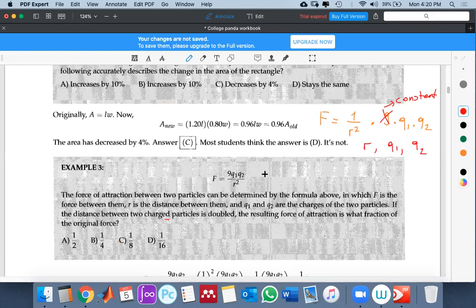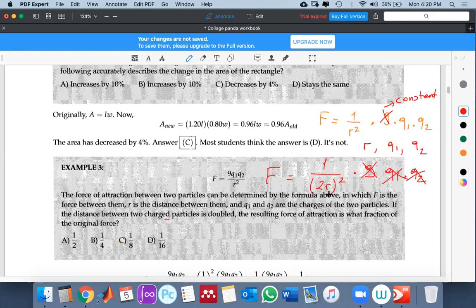One more time. Okay, so 9 is constant. So in the new formula, when I double the R, double means 2R to the power of 2. But 9 is 9, so it doesn't make sense. Q1 and Q2 are still Q1 and Q2, so nothing changed. So what is the difference between them?